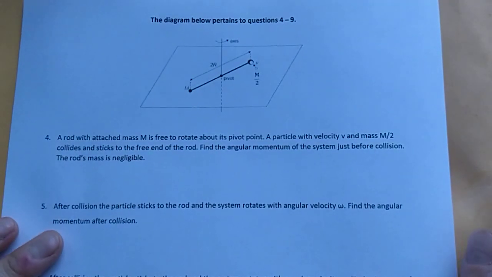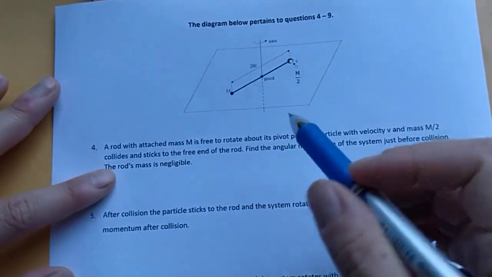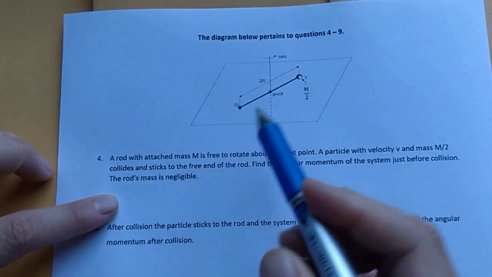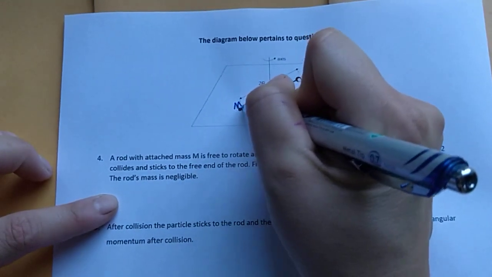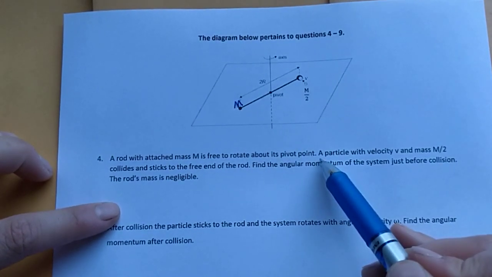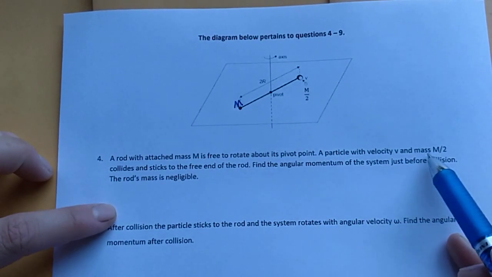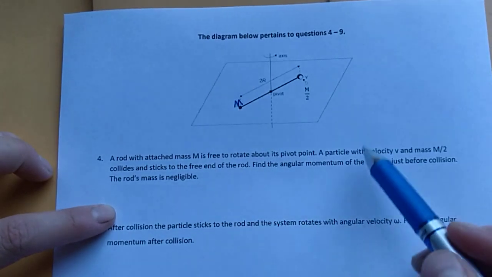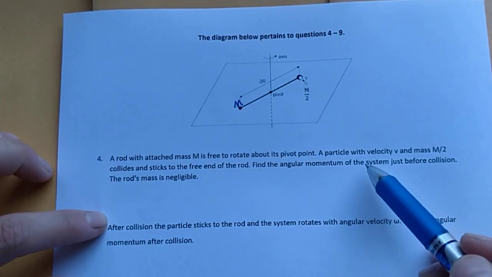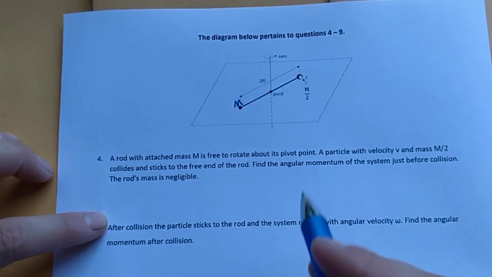Okay, questions 4 through 9. Here we have a rod with attached mass m, so here's my attached mass m down here, is free to rotate about its pivot point. A particle with velocity v and mass m/2 collides and sticks to the free end of the rod. Find the angular momentum of the system just before collision, and the rod's mass is negligible.